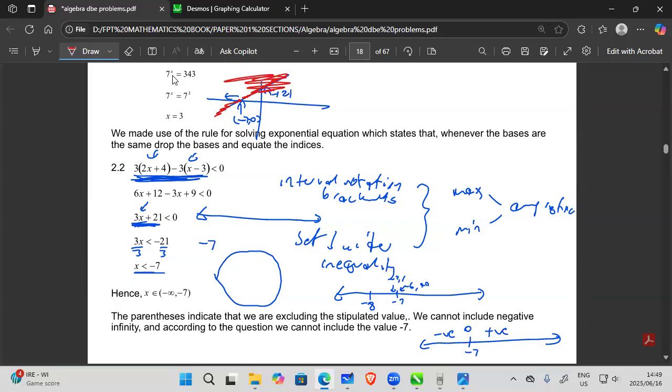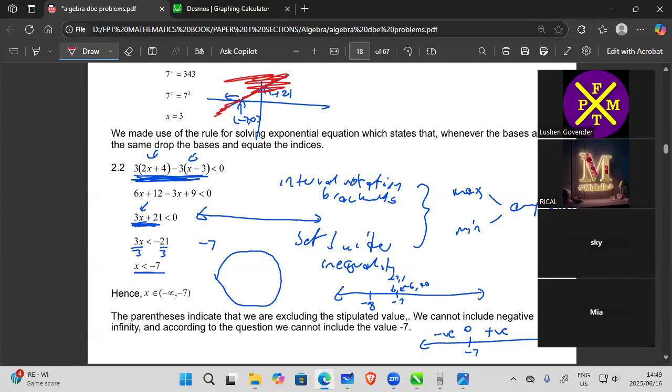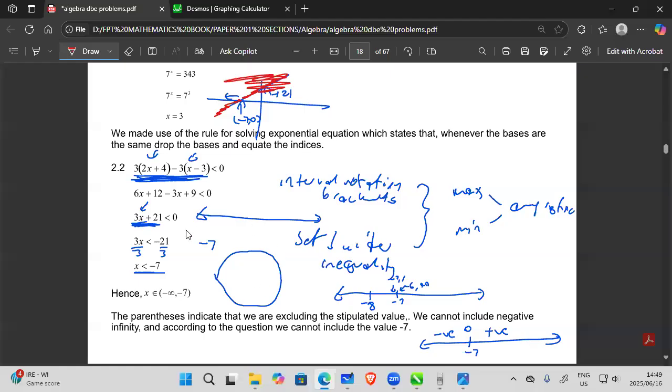So that's what we're talking about there. Okay, perfect. That's what we need to remember: working with inequalities is the same as a graph and interpretation type question.